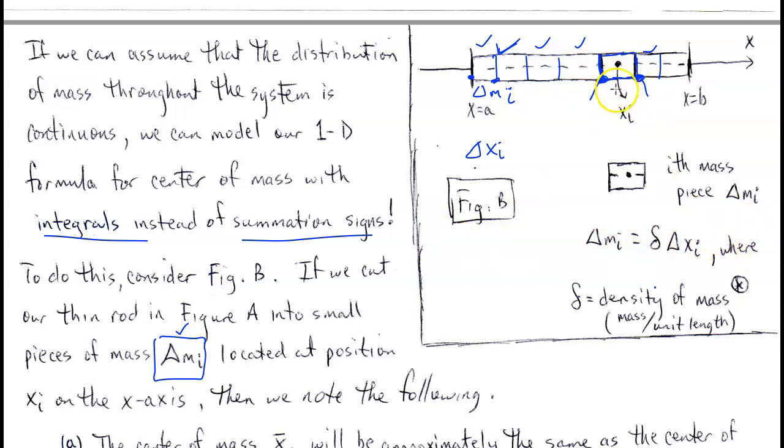X sub i would be, of course, located right in the center of this particular piece of mass for the rod, just to keep everything simple. And this lowercase delta here, again, is the density. In a one-dimensional situation, that is going to be mass per unit length. Okay. Now, when we go to 2 dimensions, we'll be looking at mass per unit area. And if we were considering 3-dimensional cases, then we would do mass per unit volume. Okay.